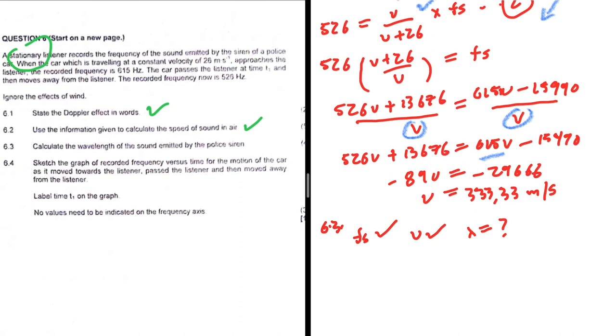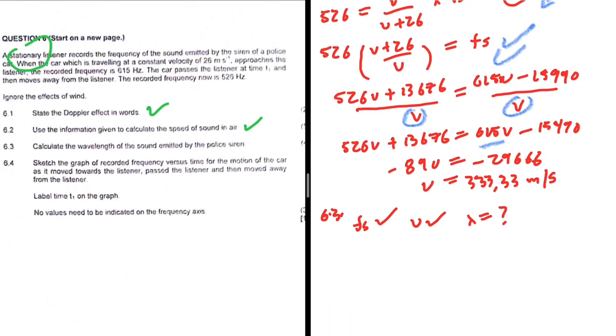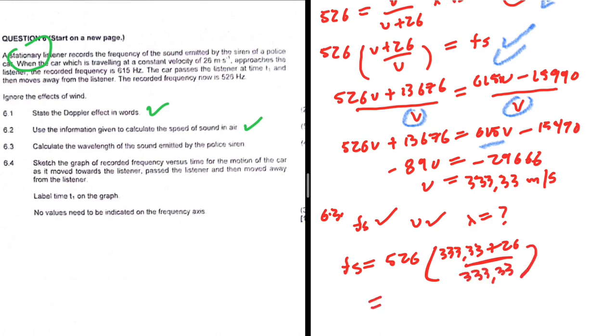Fs, we can calculate it, but at this point we don't have it. So how are we going to calculate Fs? We have this equation here, so we're going to use that equation to calculate Fs. So Fs is equal to 526 multiplied by V, which is 333.33, plus 26, divided by 333.33. So let me put that in my calculator.